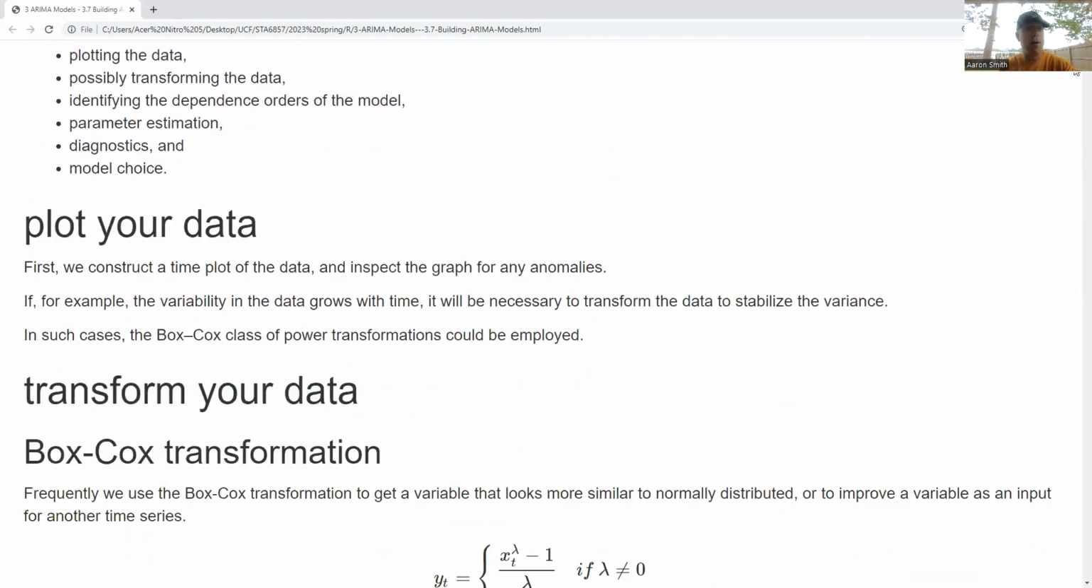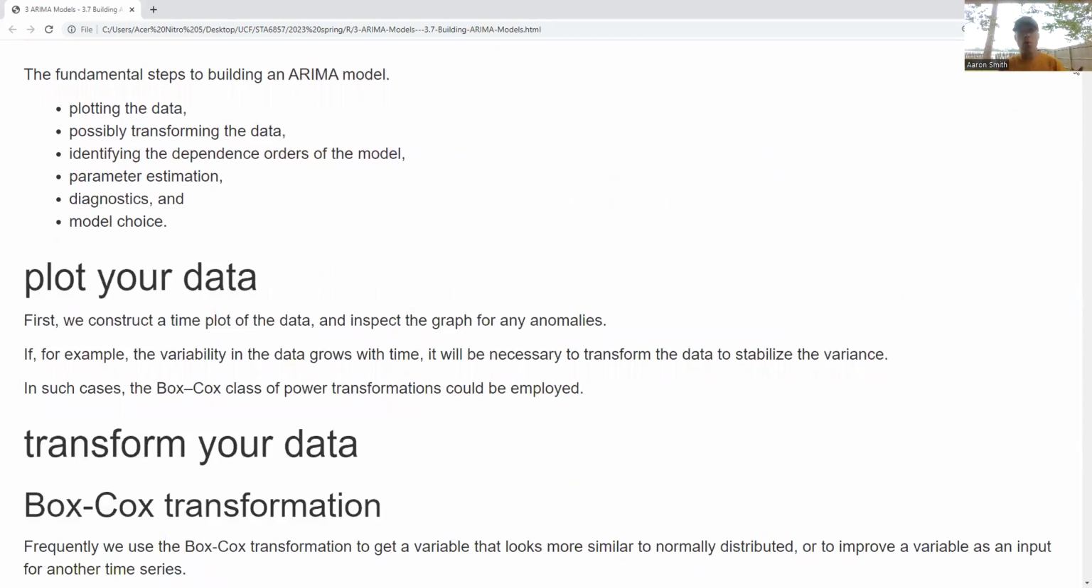So the fundamental steps to building an ARIMA model are first plotting the data, specifically ACF and PACF, also just plotting the time series itself, possibly transforming the data if I need to. Specifically, we'll talk about the Box-Cox transformation, which includes the log transform. Another good one to include would be the square root transform. Then identify the dependence orders of the models.